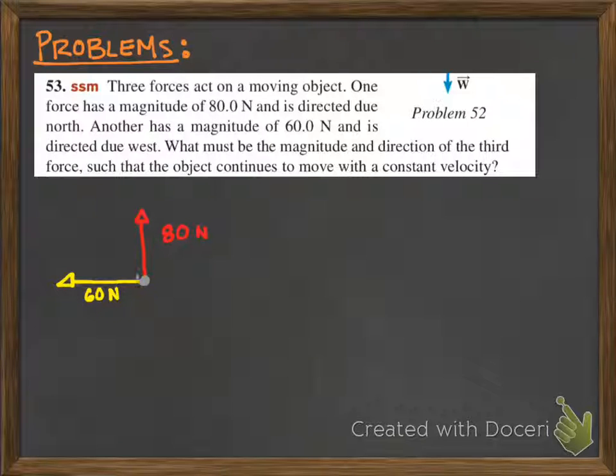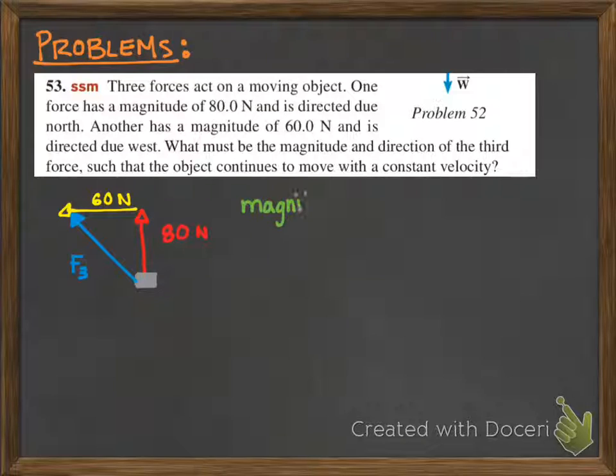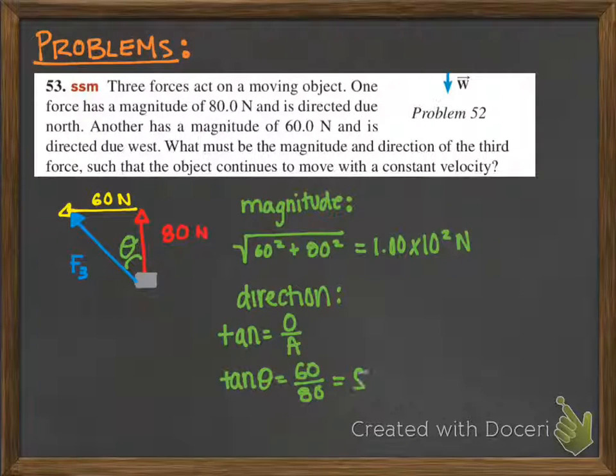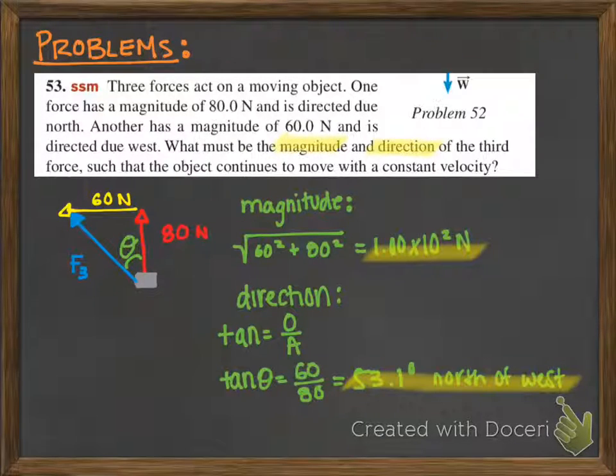So the 60 newtons actually should be moved upwards to draw this correctly and to show the real magnitude, and the magnitude would just be the hypotenuse of this triangle. So to find the magnitude, you just do the square root of 60 squared plus 80 squared, which will just be 1 times 10 to the second newtons, and the direction will just be the tangent. So it would be 60 over 80, which would give you theta as 53 degrees north of west.